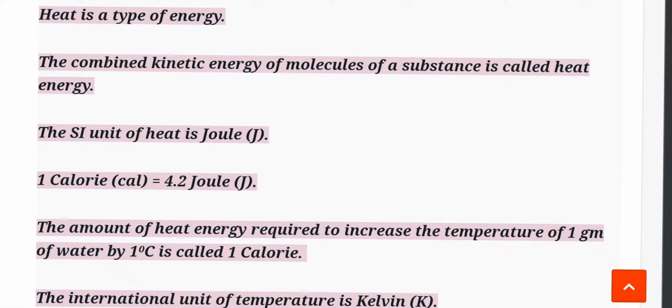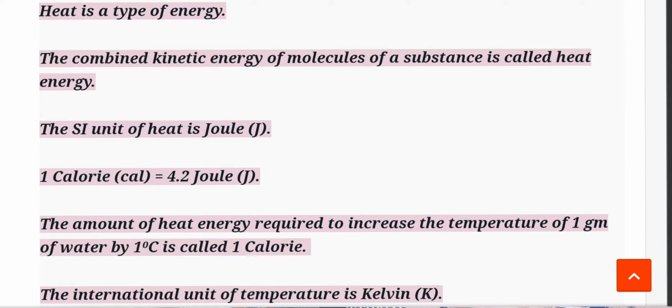So what is heat? Heat is a kind of energy. So what is energy? Energy is the ability to do work. So heat is a kind of energy which is obtained due to molecular vibration, that is, the vibration or motion of a substance is called heat. The unit here is joule. The amount of heat energy required to increase the temperature of 1 gram of water by 1 degree Celsius is called 1 calorie. So 1 calorie is equal to 4.2 joule.